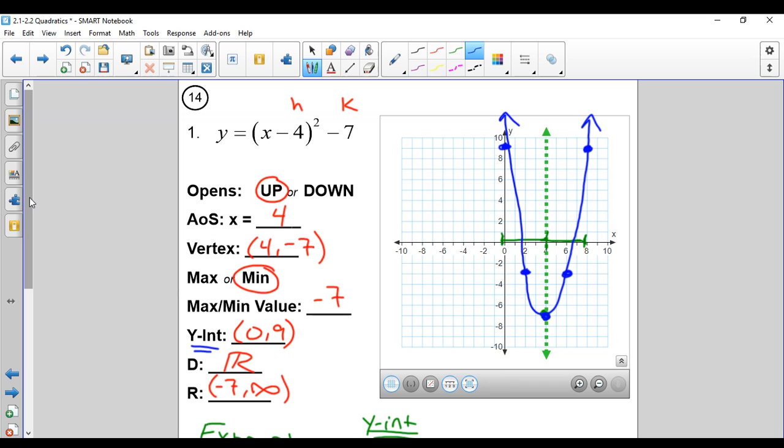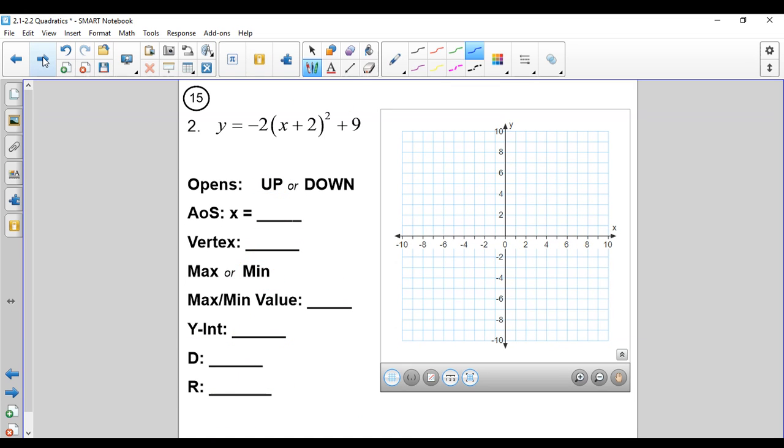There's our parabola. Rough sketch is what I need. But with the 5 points, we're usually pretty good. One more example in vertex form here. This one opens down. Our axis of symmetry is -2. Vertex is (-2, 9). We have a max value because it opens down.